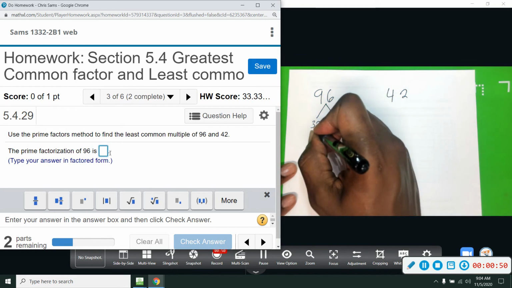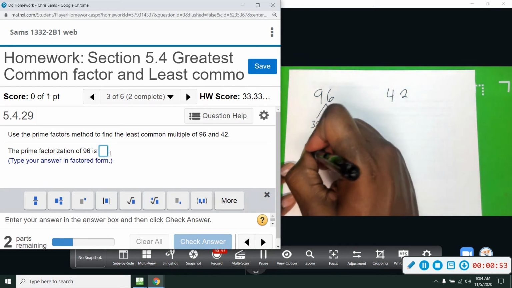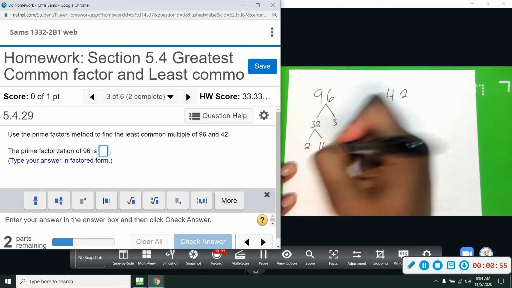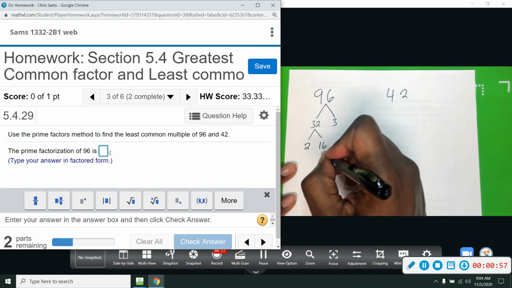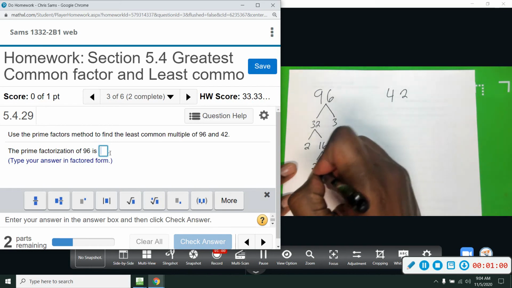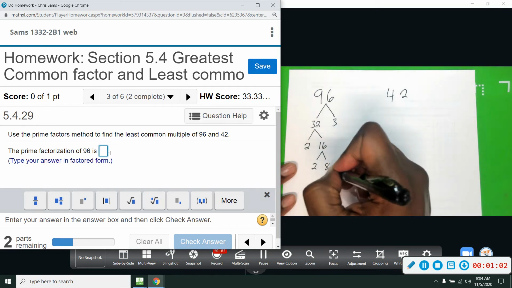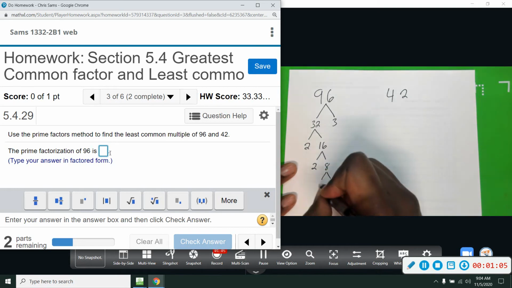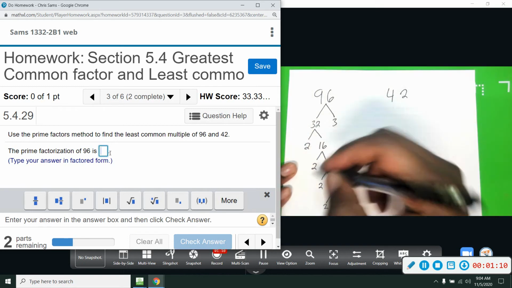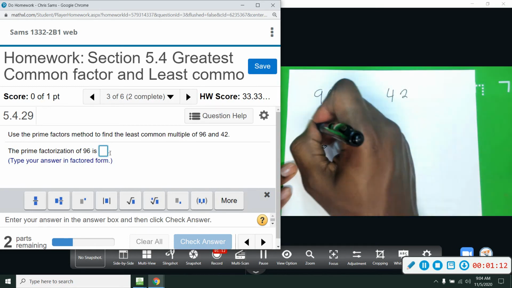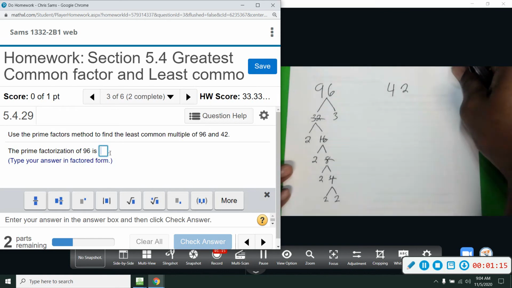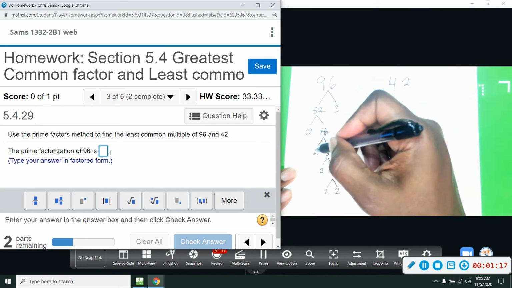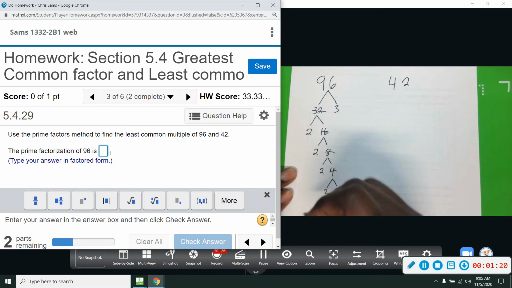This number is even, so we can divide by 2. 2 and 16. And then we can do this, 2 and 8, and then 2 and 4, and then 2 and 2. So we got a lot of 2s here. Okay, so all the way to primes, we have 1, 2, 3, 4, 5 2s and a 3. So 2 to the 5th power times 3.